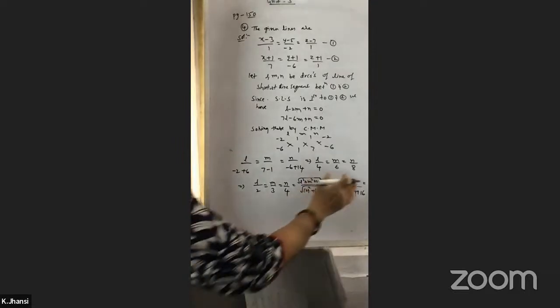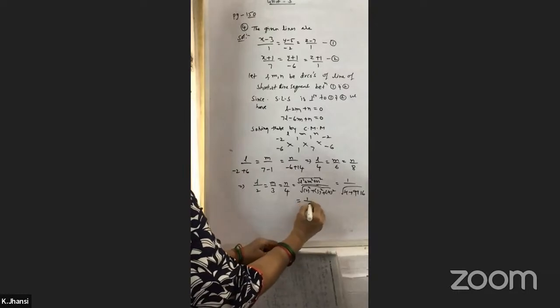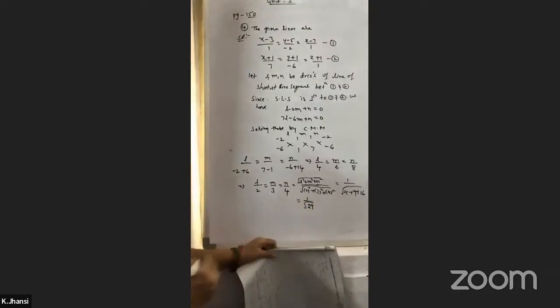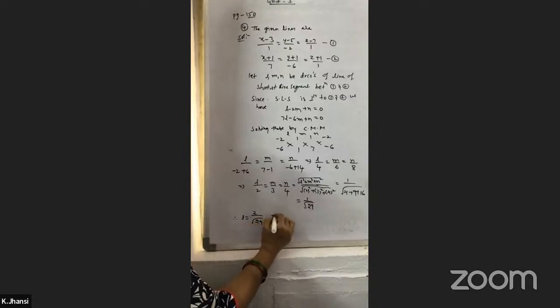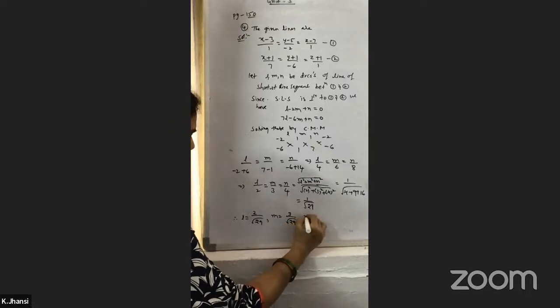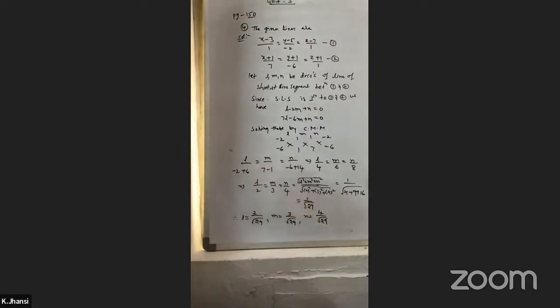Okay, you are not able to see this. So this is equal to 1/√29. Okay, this value I have written here. Now if you do the cross multiplication, you will get, therefore l = 2/√29, m = 3/√29 and n = 4/√29. Okay, this is the half part we have completed.